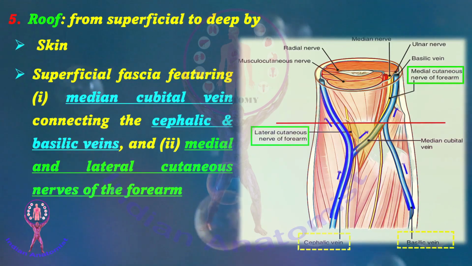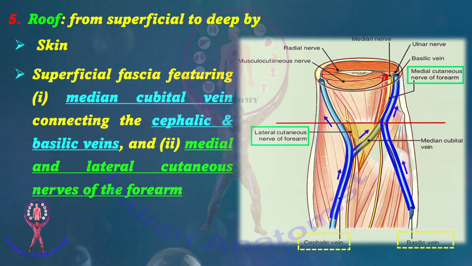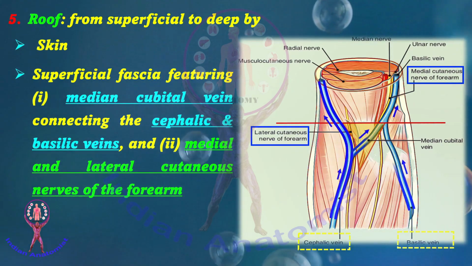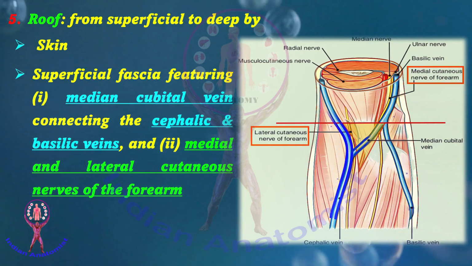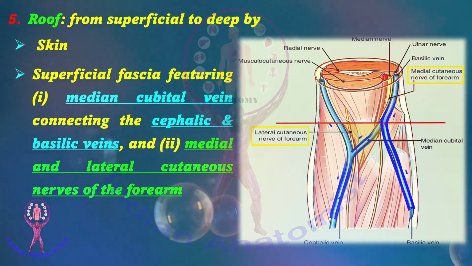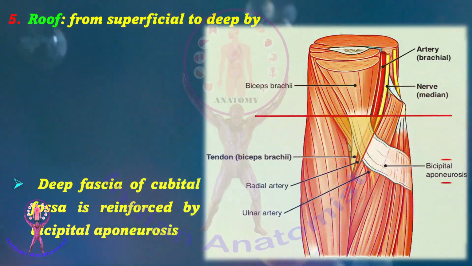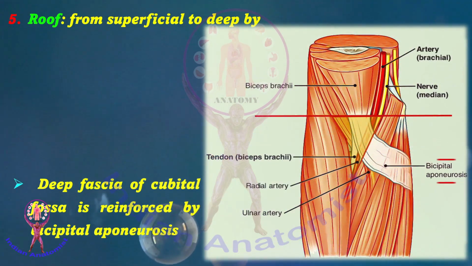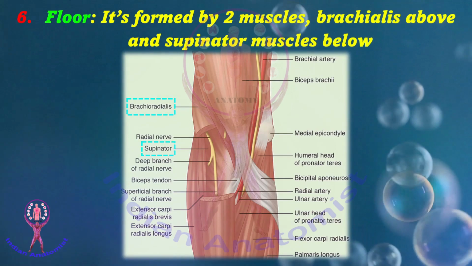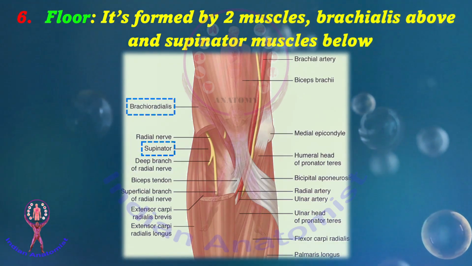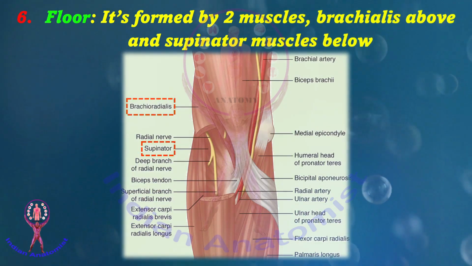Roof of the cubital fossa. From superficial to deep, it is formed by skin, superficial fascia featuring the median cubital vein that connects the cephalic and basilic veins, medial and lateral cutaneous nerves of the forearm. The deep fascia is reinforced by bicipital aponeurosis. The floor is formed by two muscles, brachialis above and supinator muscle below.